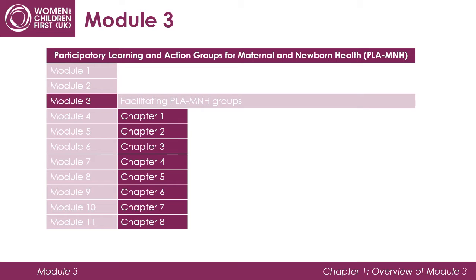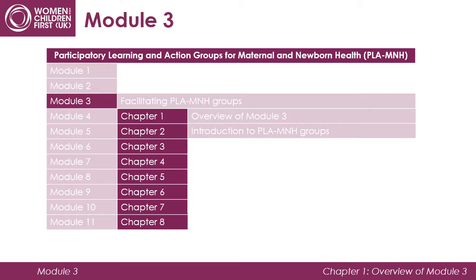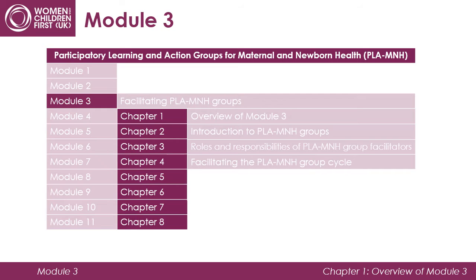The module is built of 8 chapters. Chapter 1, the chapter that we are covering now, is an overview of Module 3. Chapter 2 provides an introduction to PLA-MNH groups and explores why PLA-MNH groups should be implemented. Chapter 3 explores the responsibilities of PLA-MNH group facilitators. Chapter 4 explores the knowledge and skills that PLA-MNH group facilitators need to facilitate the PLA-MNH group action cycle.